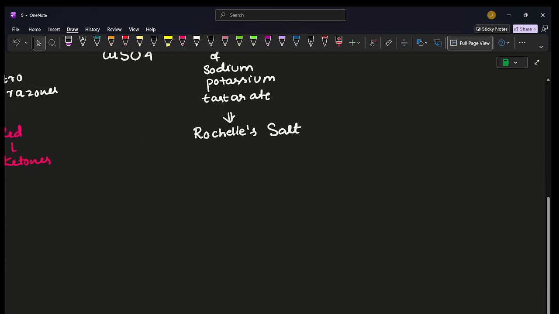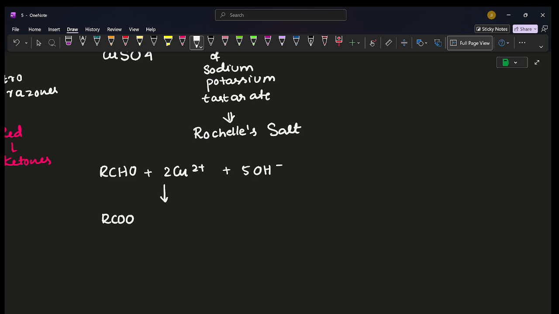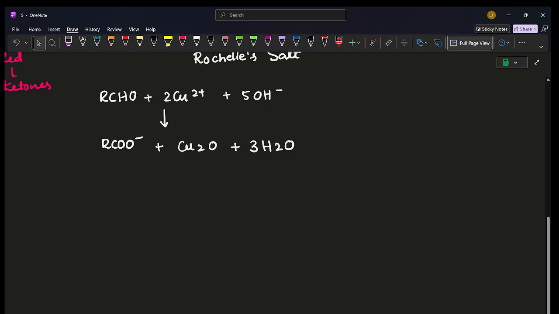So let me write the reaction. So you'll have RCHO, 2Cu2+ and 5OH minus. Then you're going to get RCOO minus plus Cu2O plus 3H2O. And this Cu2O is basically a brick red color. I think I can put this brick red precipitate.